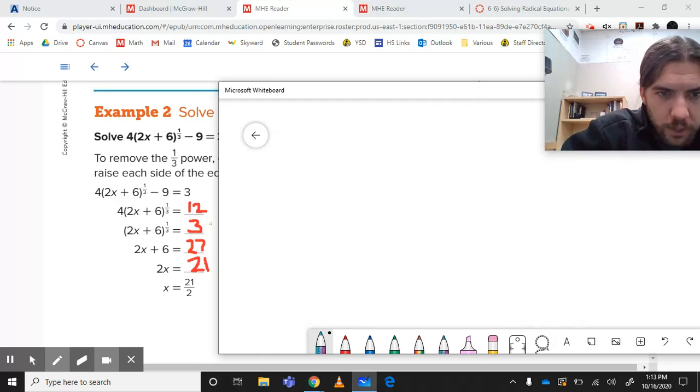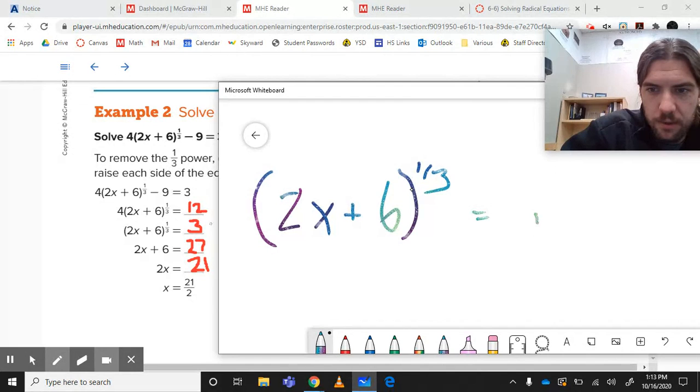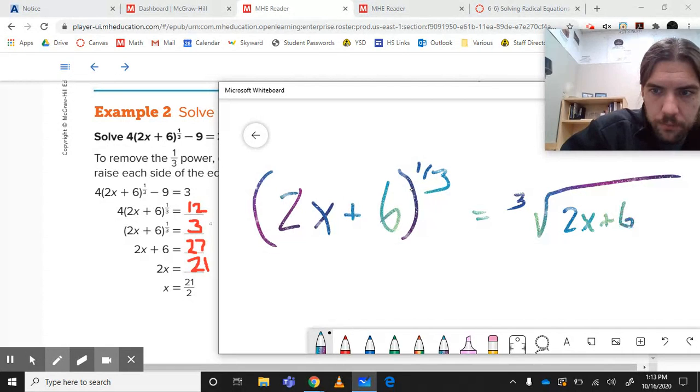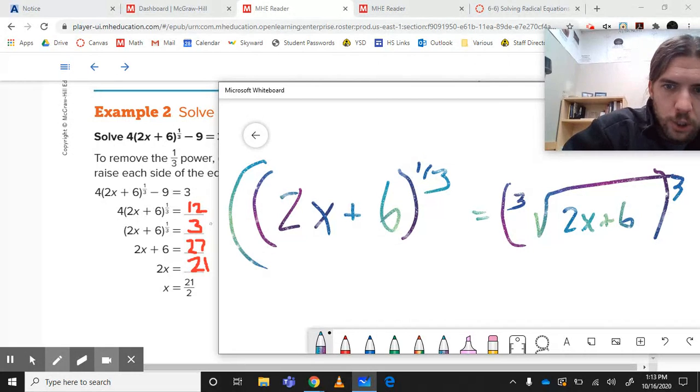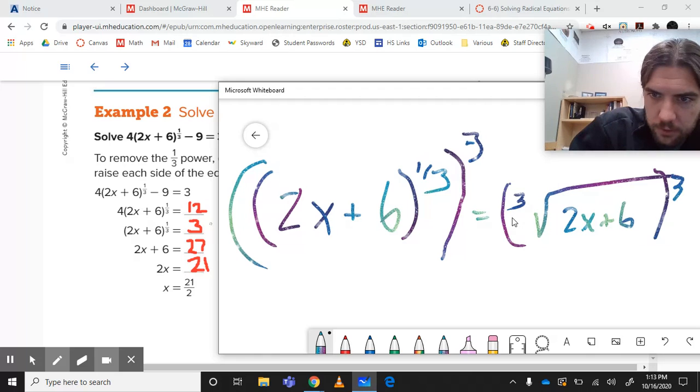Now let's look over here. If we have 2x plus 6 to the 1/3, which we are saying is analogous to the cube root of 2x plus 6, we ought to be able to take both of these things and cube them and get the same result. Like I said before, on the right side, the cubing of a cube root is inverse operations. They cancel each other out, and we get 2x plus 6.